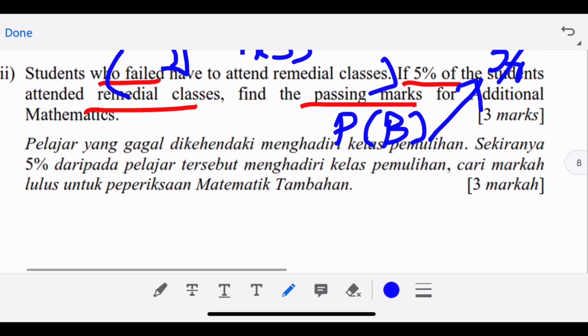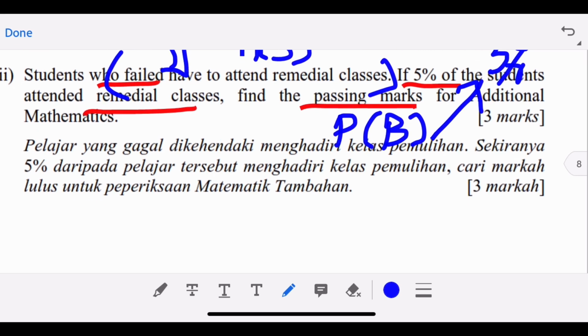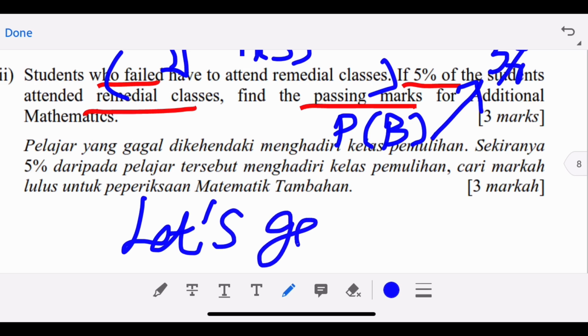So for this question, we have actually defined our event A and event B, right? Event A is a student's mark between 35 to 66. Event B is a student who failed and has to attend the remedial class. Alright? Okay, so now let's get started with how to solve this question.